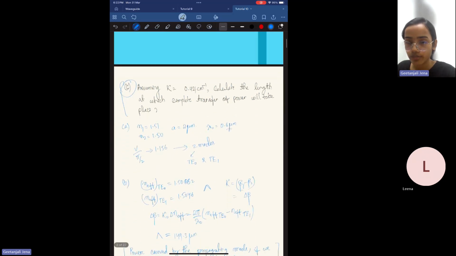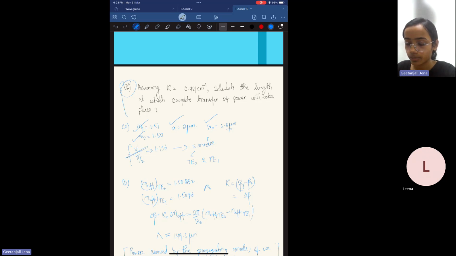If you remember, we have already solved up to question number 9, and in the first two parts we have seen the number of modes supported by the planar waveguide. N1, N2, A, and Lambda 0 are already given in the question. Based on that, we calculated the V number so that we can get the total number of modes supported by this planar waveguide.